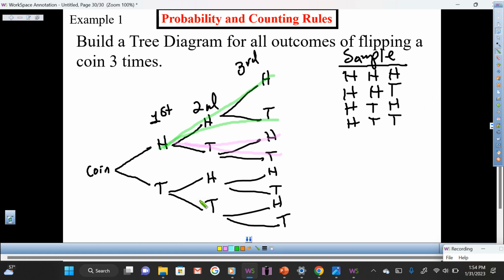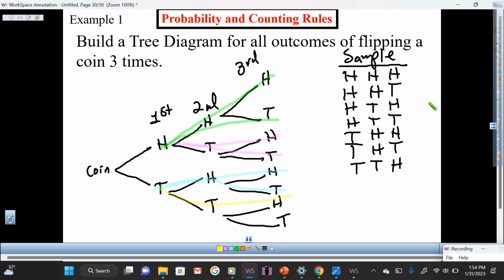JC, next one. Tails, heads, heads. Yes. Maddie? Tails, heads, tails. Okay. We could have gone tails, tails, tails. That's fine, but just keep in order and not lose track. All right. Pedro? Tails, tails, heads. Very good. And the last one. Maddie? Tails, tails, tails. And those are all the samples for the 3 times we flip a coin.